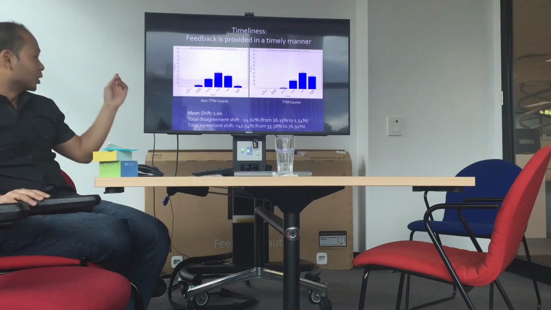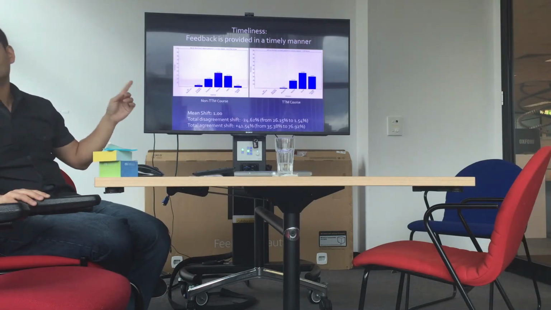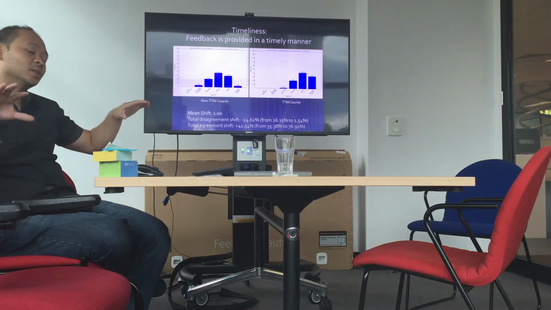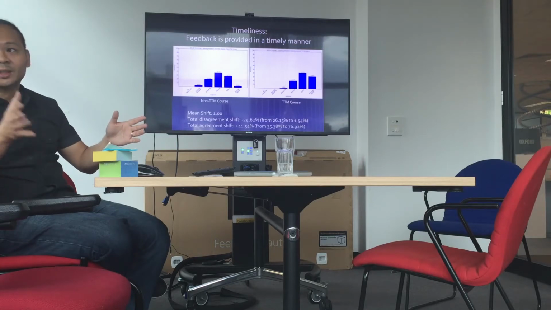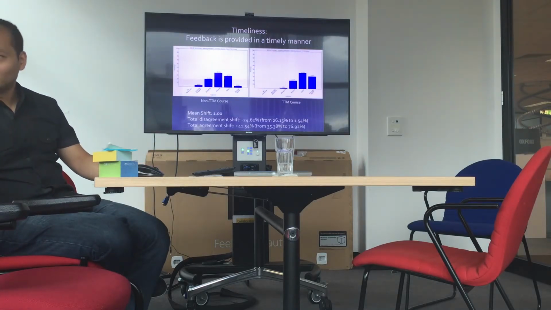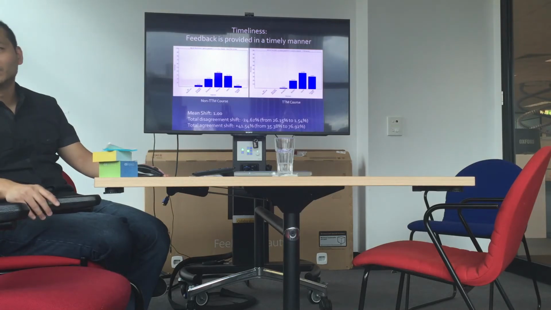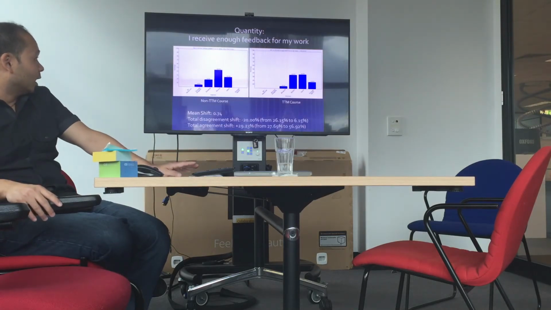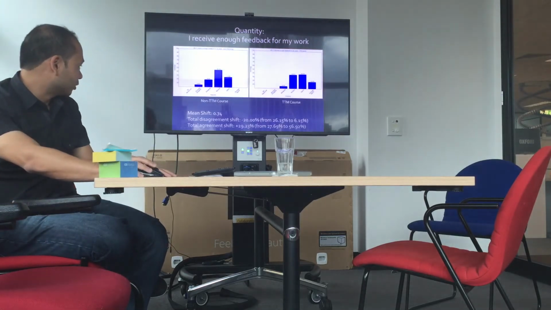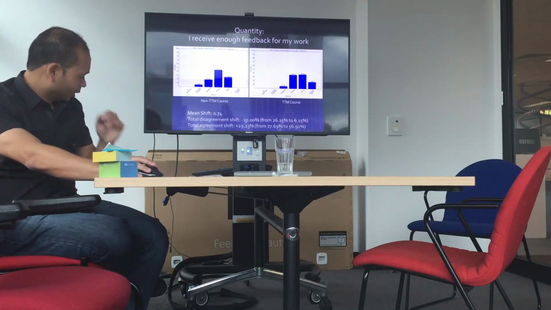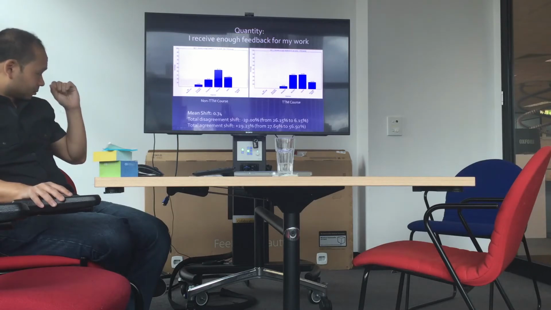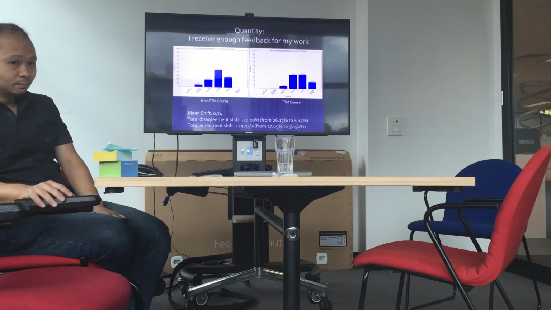I don't know. I should also mention that this is self-reported data from a survey. The other thing that we need to do is get the data from within the system and try to triangulate that. That would clarify some of what you're asking, but I don't think it'll clear it up completely. So this is the quantity of feedback: I received enough feedback for my work, and that shifted 0.7 in terms of the mean. And again, agreement's gone up 20%. Total disagreements dropped.